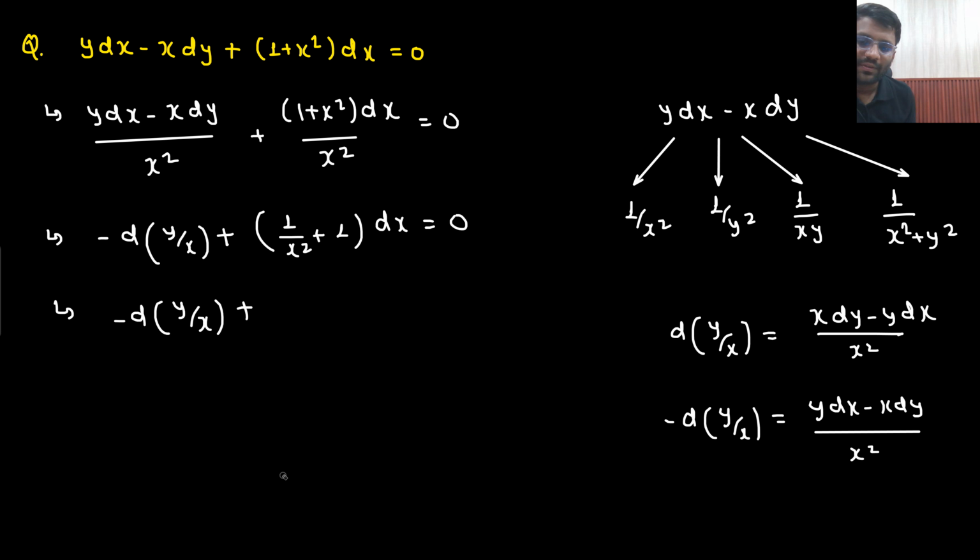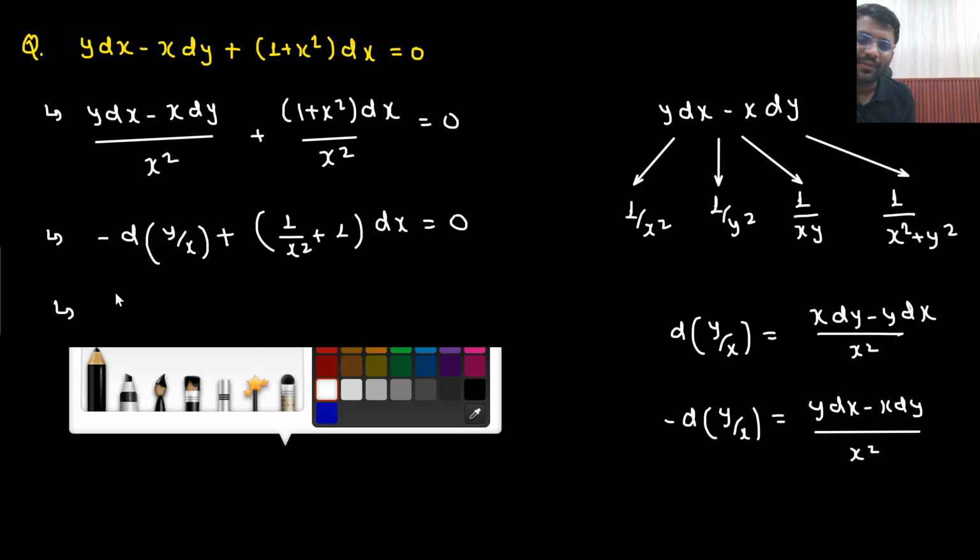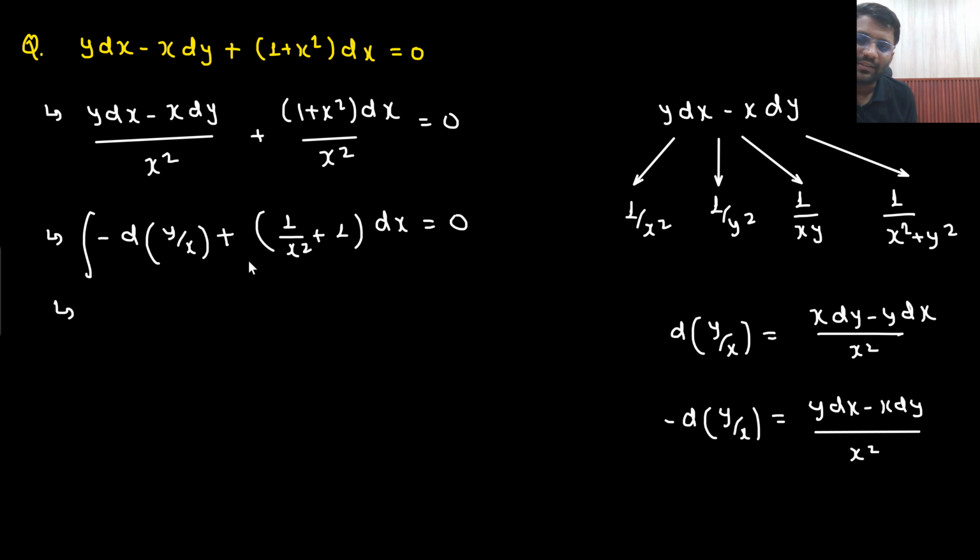We are now simply integrating on both of the sides. So here you will get minus 1 by x minus y by x. What is the integration of 1 by x square? That is nothing but minus 1 by x. And what is the integration of dx? That is x plus a constant.